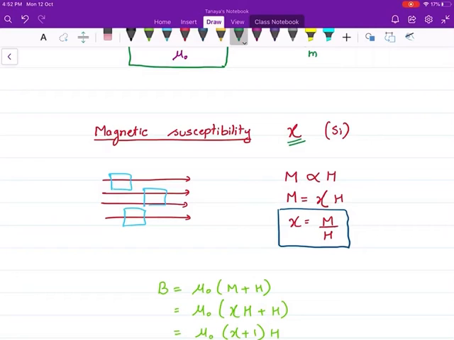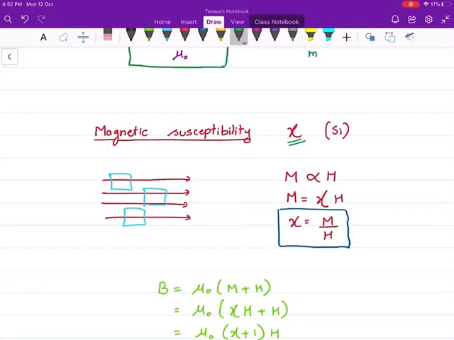Now when we say magnetic susceptibility, it means how much prone a material is to getting magnetized. So the more the susceptibility, the more it will get magnetized. If the susceptibility is less, it will get magnetized less. So diamagnetic materials have negative susceptibility. Ferromagnetic materials have very high susceptibility, because they are more susceptible to getting magnetized. Okay, so that is what is meant by susceptibility.